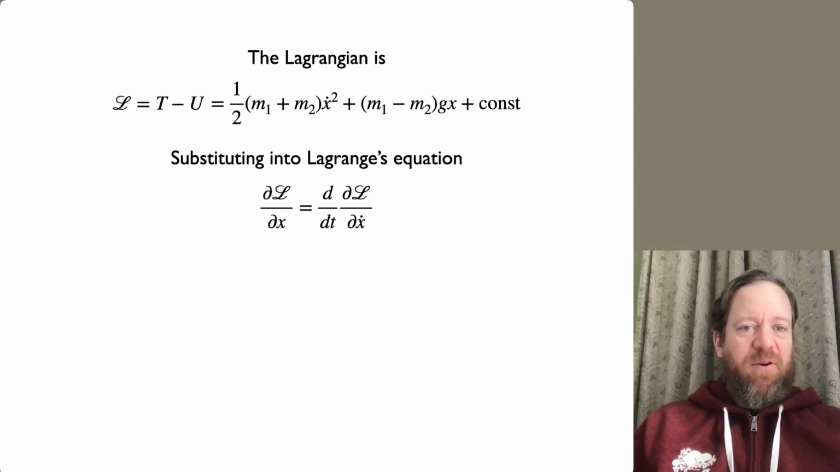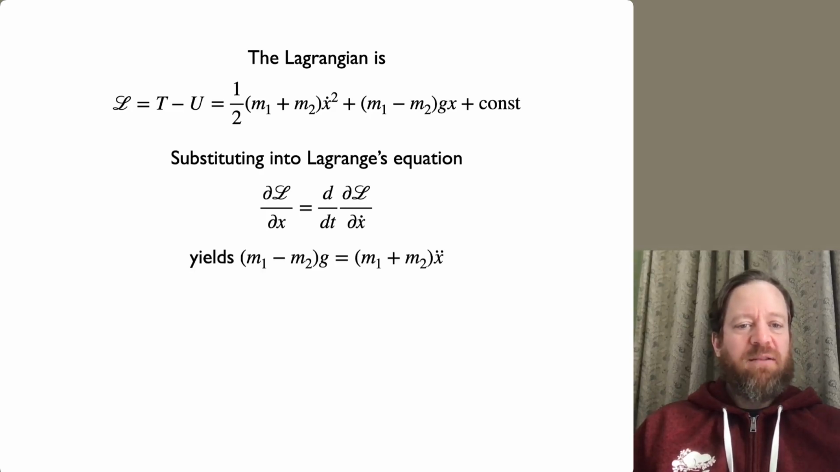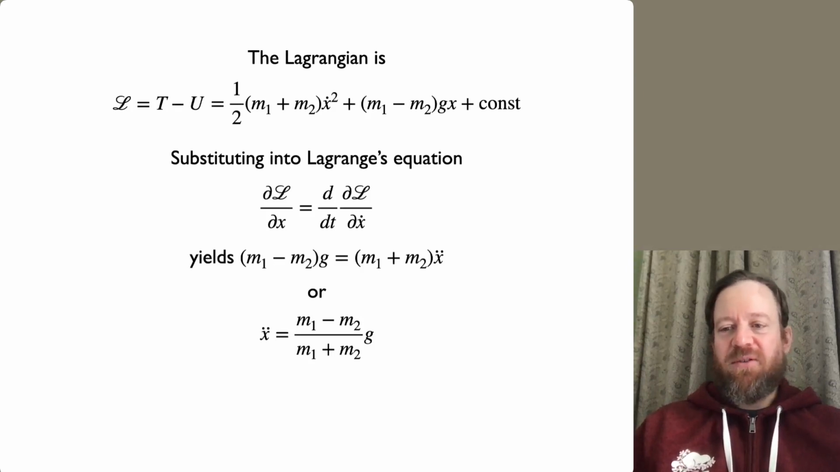The substitution is straightforward. We take those derivatives and we find that it yields (m1 minus m2) times g is equal to (m1 plus m2) times x double dot. Here, x double dot, of course, is the acceleration of mass m1 as it descends. We take this equation and rearrange it for x double dot, and we find that it's equal to (m1 minus m2) over (m1 plus m2) times the gravity g.